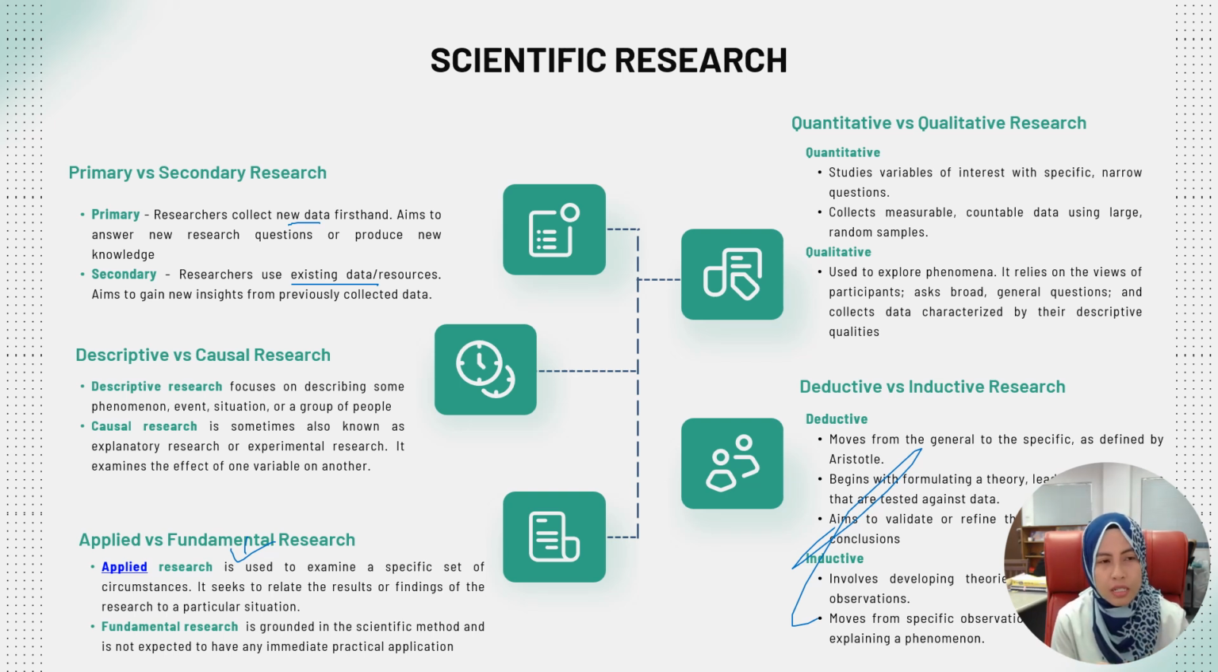Number 2 is the descriptive versus causal research. Descriptive means the research describes the event or the phenomenon, but causal is where you perform experimental research or explanatory research in order to investigate what's going on: if a certain variable is changing, what is the effect on the others.